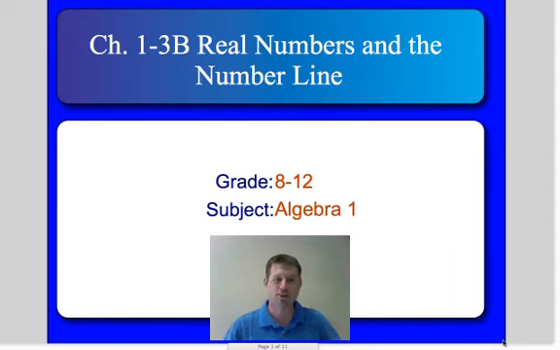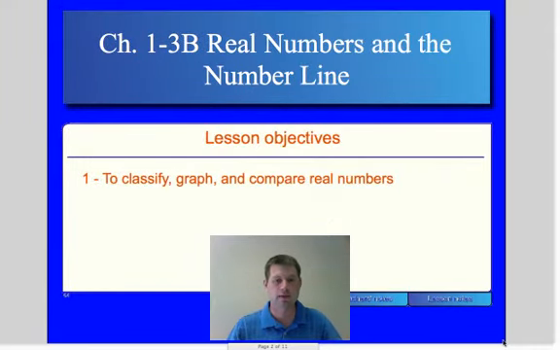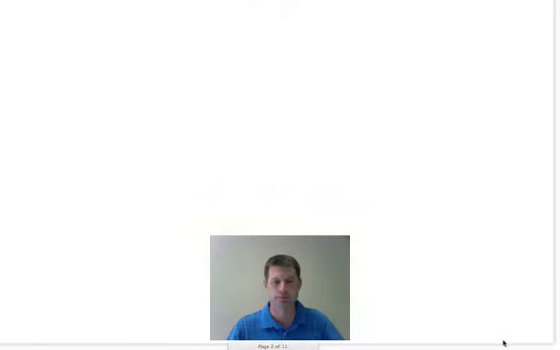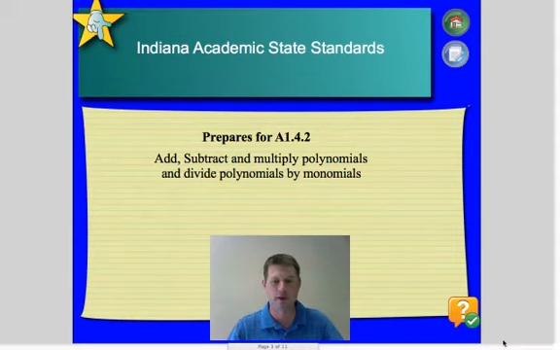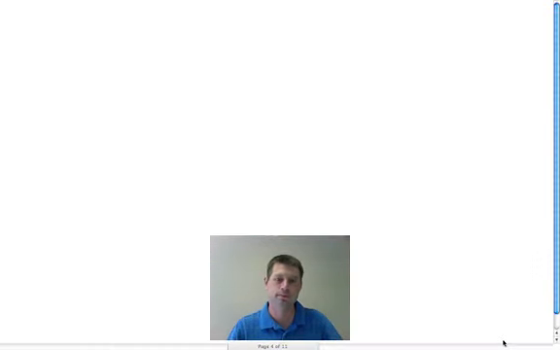Okay, well, welcome back. What we're going to be doing today is 1-3, part B. So we're on real numbers and number line. Today's going to be really heavy in vocabulary, so you have to bear with me, and a lot of this is going to be jot down as you go, so make sure you're paying attention, especially today with all the new words. The objective today is to classify, graph, and compare real numbers. And again, we're still preparing for A1.4.2, so still a lot of review.